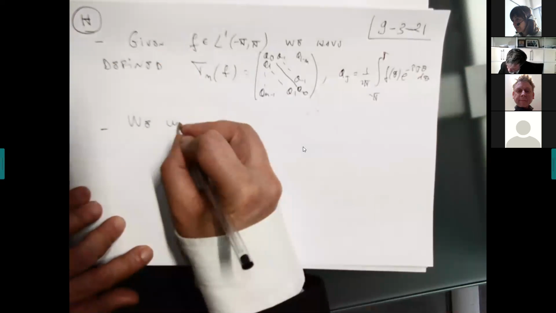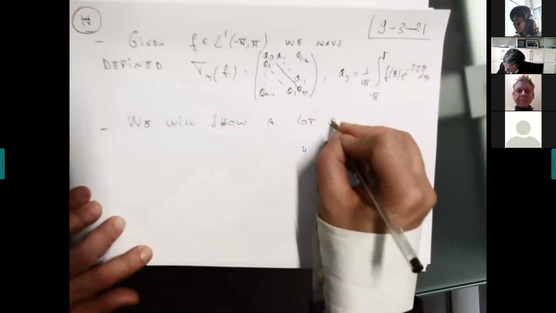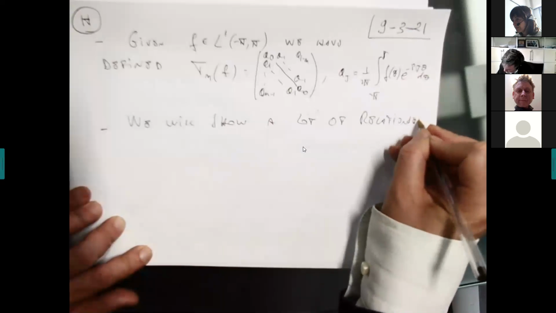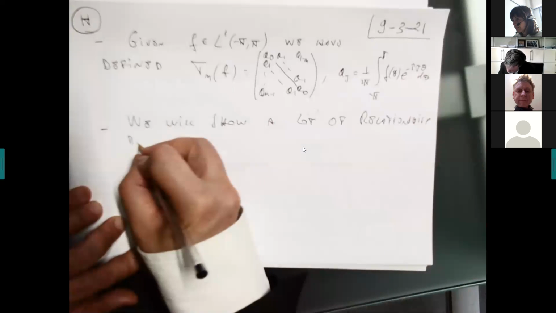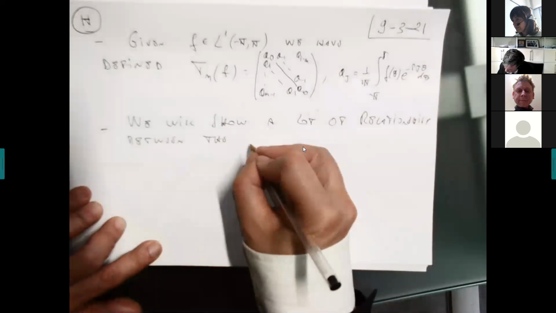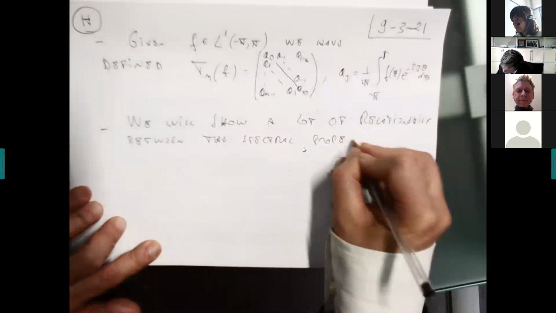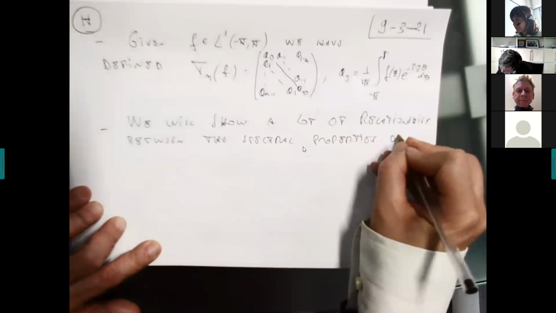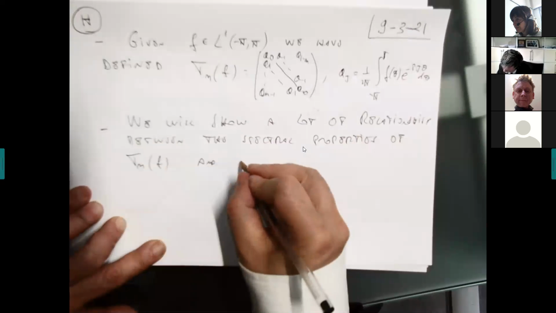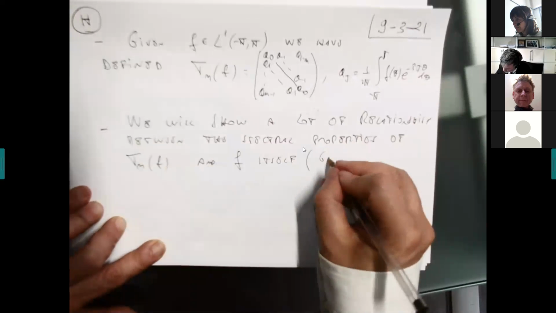We will show a lot of relationships between the spectral properties of T_n(f) and f itself, which is called the generating function.